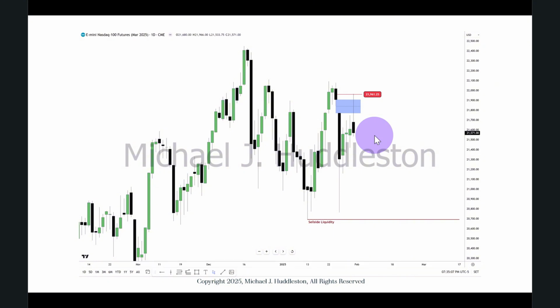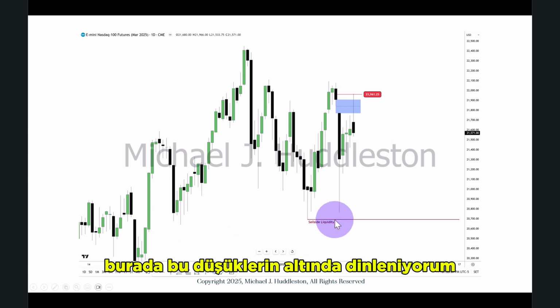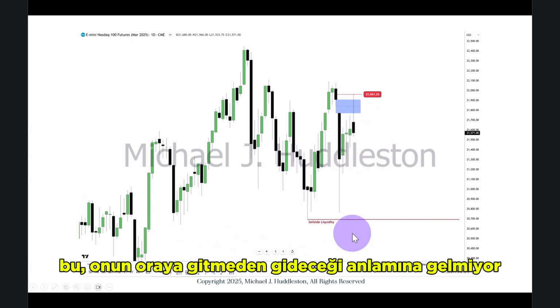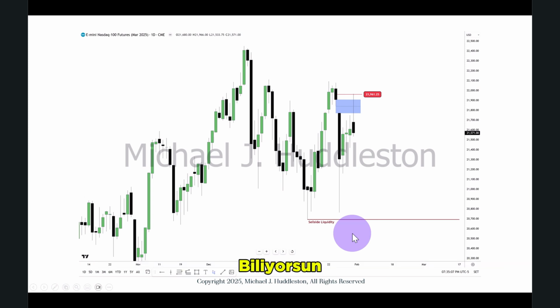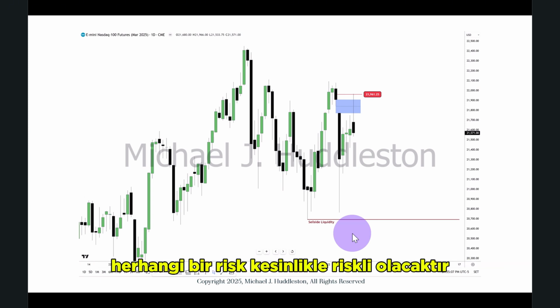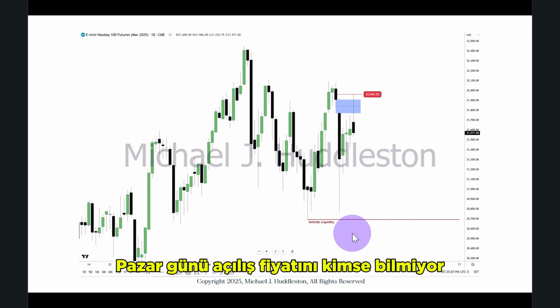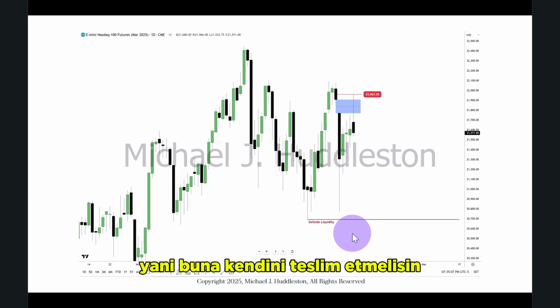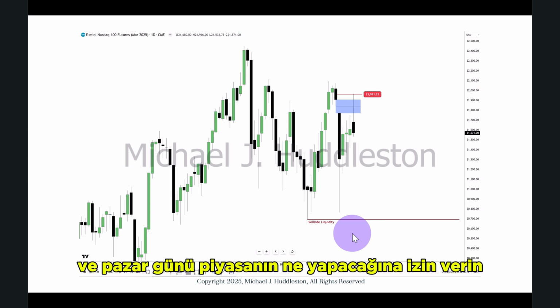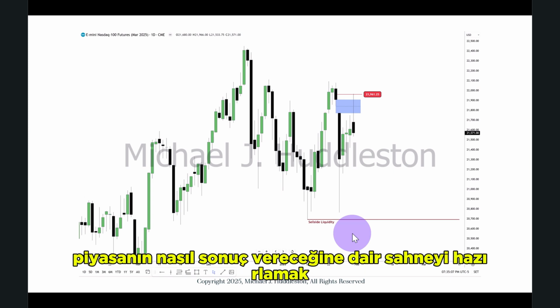So there's lots of liquidity resting below these lows in here. It doesn't mean that it's going to go down there without any risk. It's certainly going to be risky because we're assuming where we open on Sunday, which I never know that opening price. No one knows the opening price on Sunday. So you have to submit yourself to that and allow whatever the market's going to do on Sunday to set the stage for how the market might deliver.